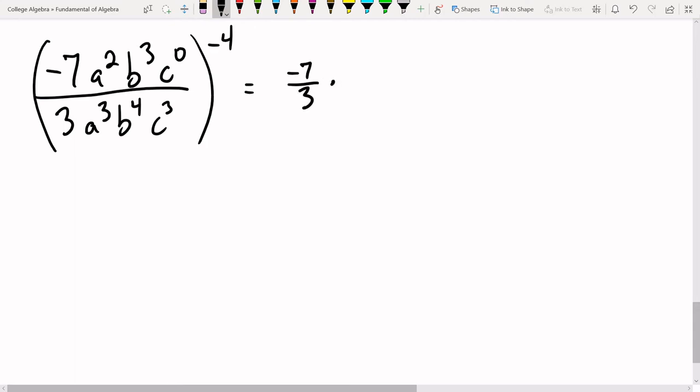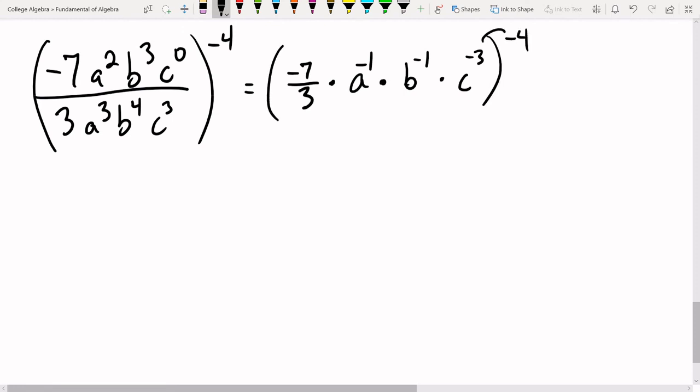Now we have a squared over a cubed. 2 minus 3 is negative 1. b cubed times b to the 4th, 3 minus 4 is negative 1. And c to the 0 over c cubed is going to be 0 minus 3. We get negative 3.